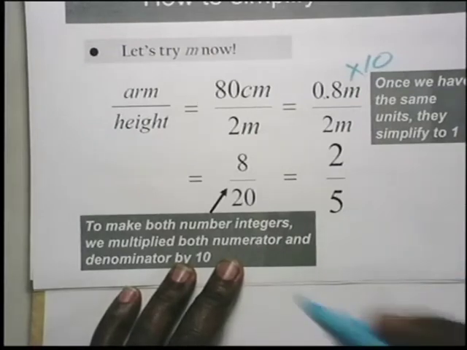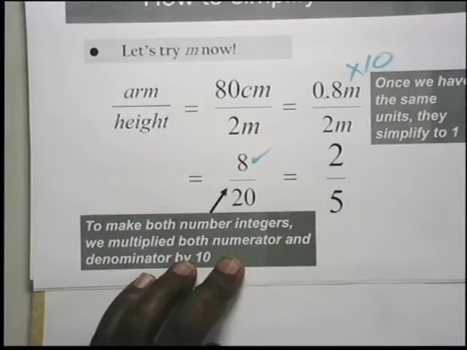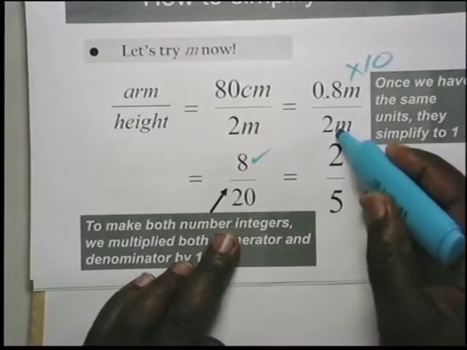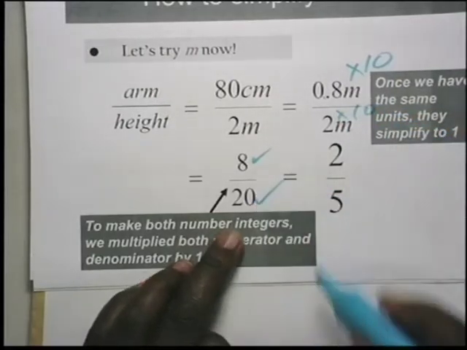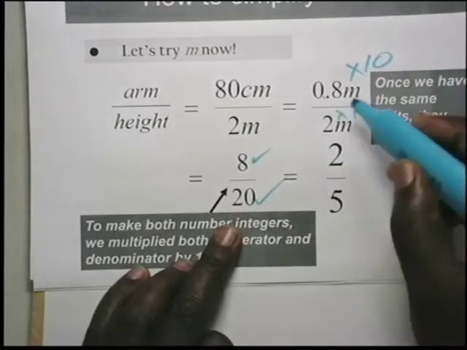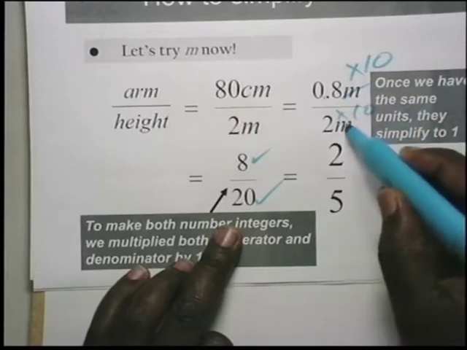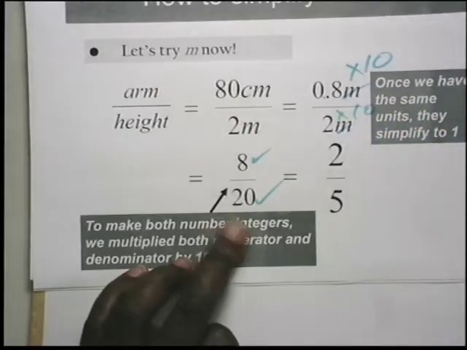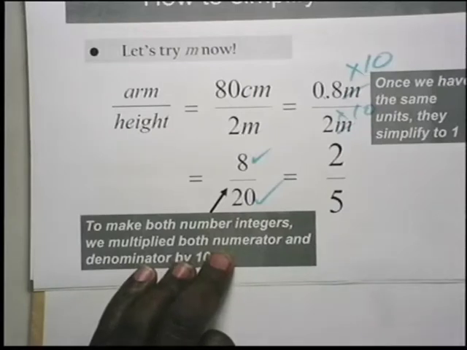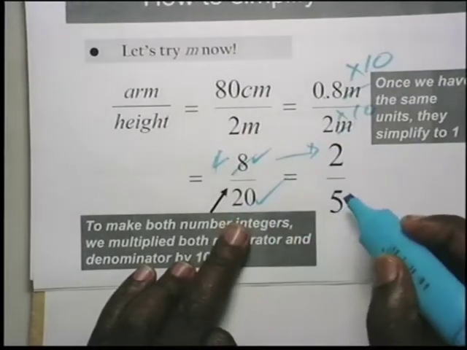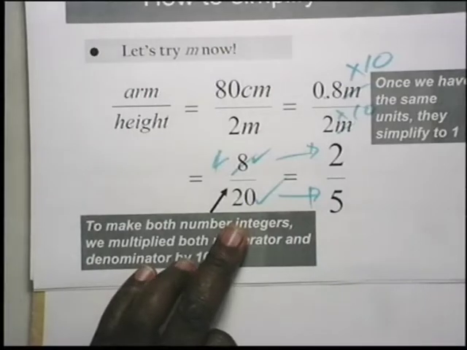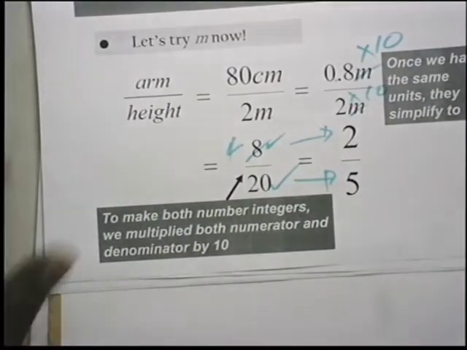0.8 multiplied by 10 will give me 8. Okay? Then I'll multiply the denominator by the same 10. 2 meters by 10 gives me 20 meters, which is the 20. You should not be worried where the meter went. I canceled this by this. So we remain with 8 over 20. Like we did in the previous example, we divide the numerator by 4, we get a 2, and we divide the denominator by 4 as well, we get a 5. So whichever way we look at it, it will yield the same answer of 2 over 5.